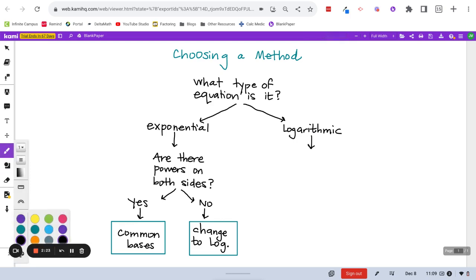If it's logarithmic, are there logs on both sides? If the answer is yes, then if there's common bases, we should be able to cancel the logs.